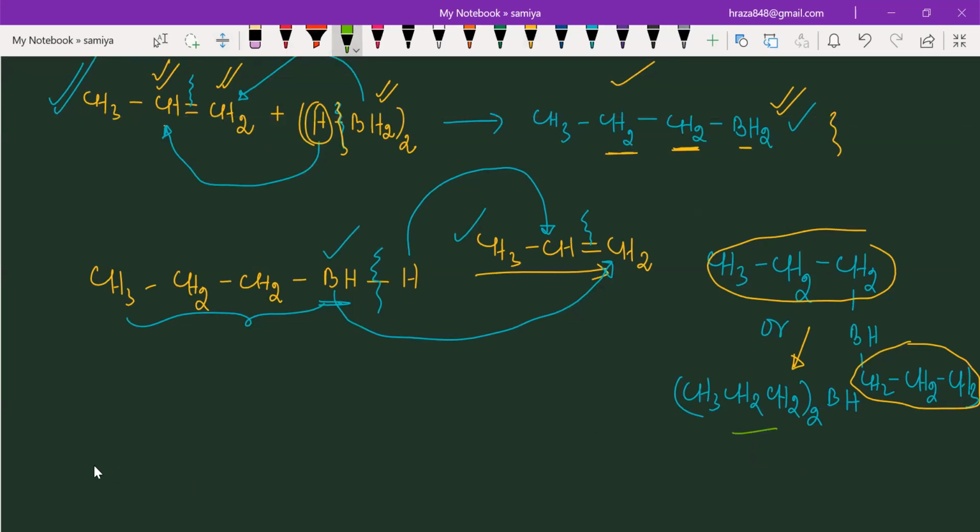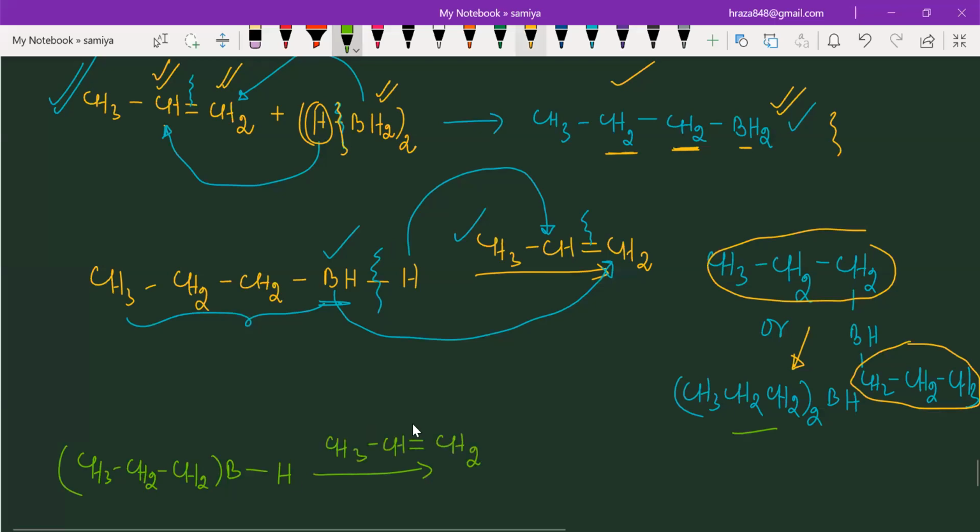So I'm going to write this again. CH3CH2CH2 whole twice BH. Again, to react this with CH3, CH double bond CH2. And what happens here? Again, one of the bonds will break. Hydrogen will go to that carbon which has lesser number of hydrogen, and this boron will go to this carbon which has greater number of hydrogen.